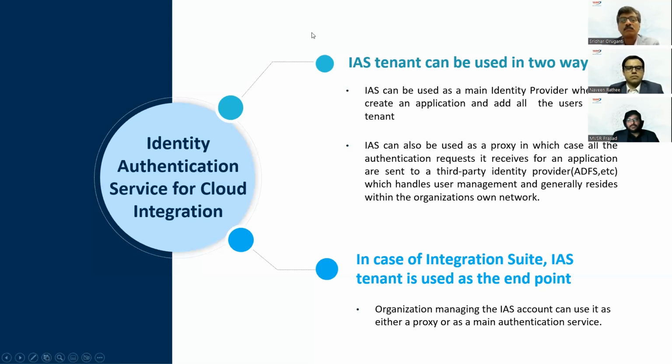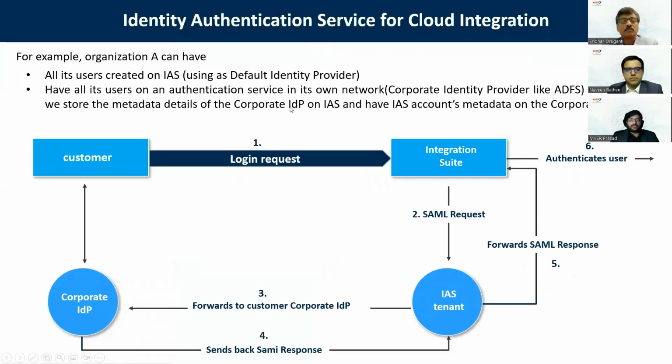We can also see how the authentication flow goes within IAS. Can we go to the next one? Okay, so this is actually an example. If organization A wants to have IAS deployed in their environment, in their network, and wants to use ADFS as a third-party corporate identity provider in their network, then this shows how the metadata flows when it comes to accessibility of Integration Suite by the customer.